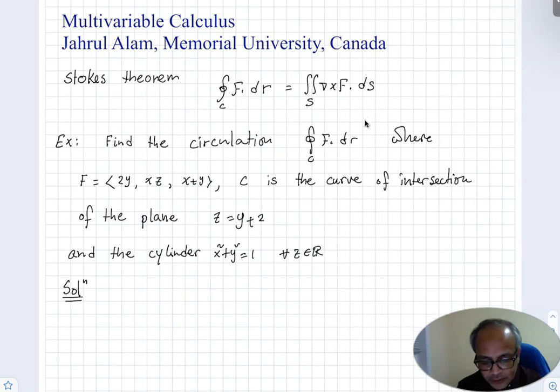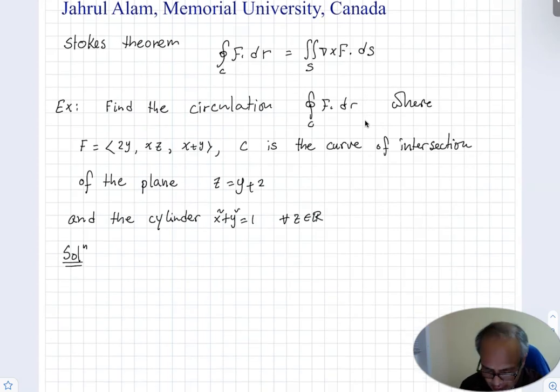As you can see, in Stokes theorem you have to solve the surface integral. In the present case, you are given the line integral and you are expected to convert it into the surface integral of the curl of the vector field and solve it. So let's first calculate the curl.